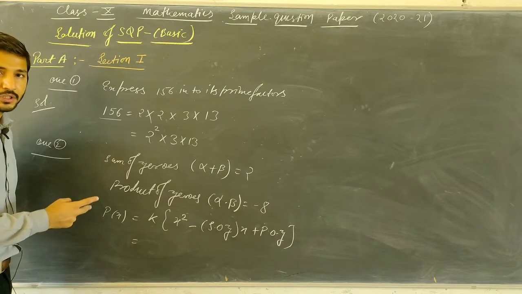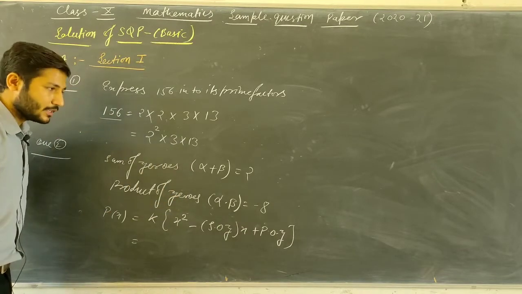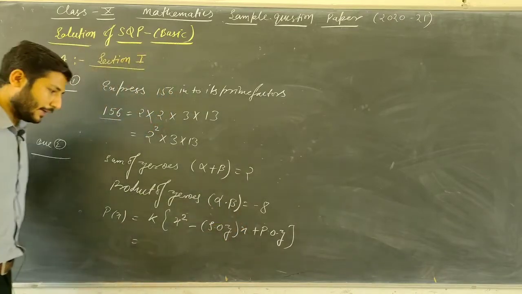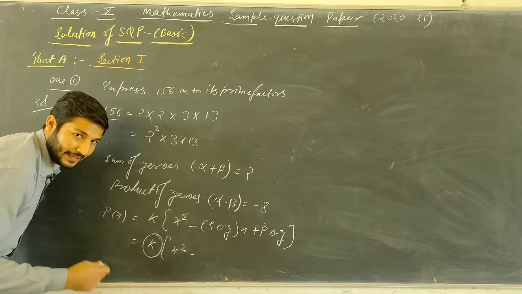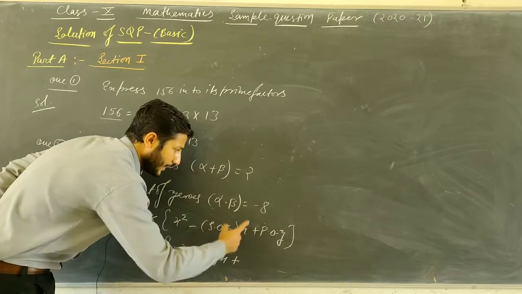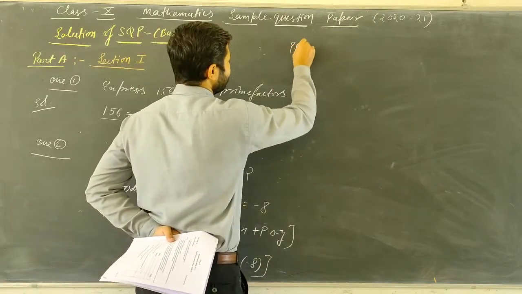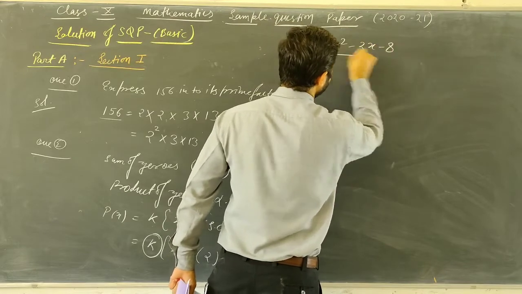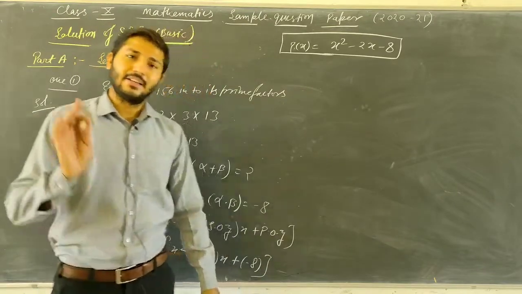There are 2 methods to solve this question. The first method is k into x square minus sum of zeros into x plus product of zeros. The sum of zeros, alpha plus beta, is given as 2, and the product of zeros, alpha into beta, is -8. Here k stands for any constant, and then you can write x square minus sum of zeros, 2, into x plus product of zeros, -8. Since there is no constant, you can directly write px is equal to x square minus 2x minus 8. This is your quadratic polynomial.